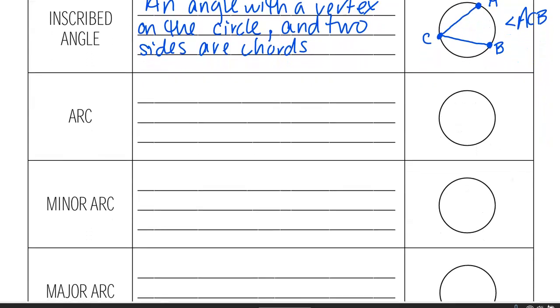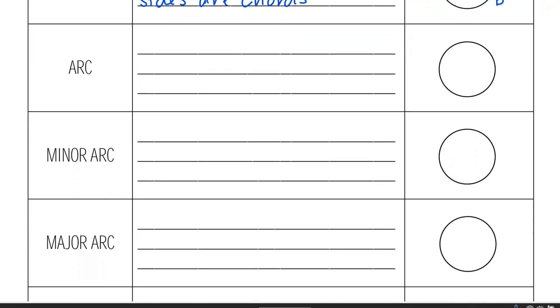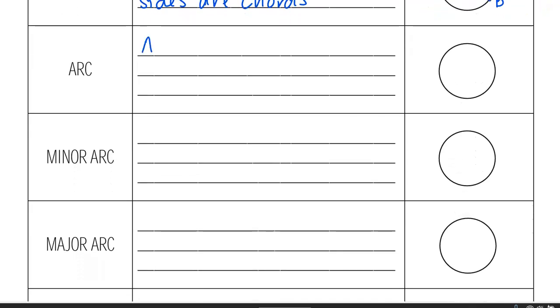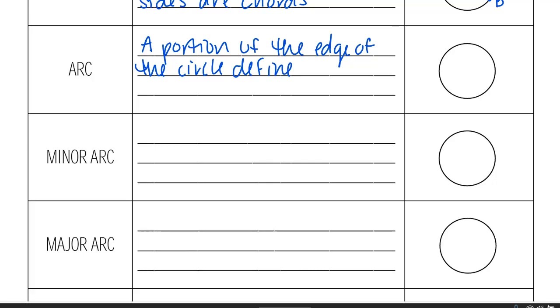All right, we're going to talk about arcs a lot. So what is an arc? An arc is a portion of the edge of the circle defined by 2 endpoints. So our symbol for this is exactly as it looks. Our symbol, when you're defining an arc, you're just going to put this over it, and that defines it as an arc.